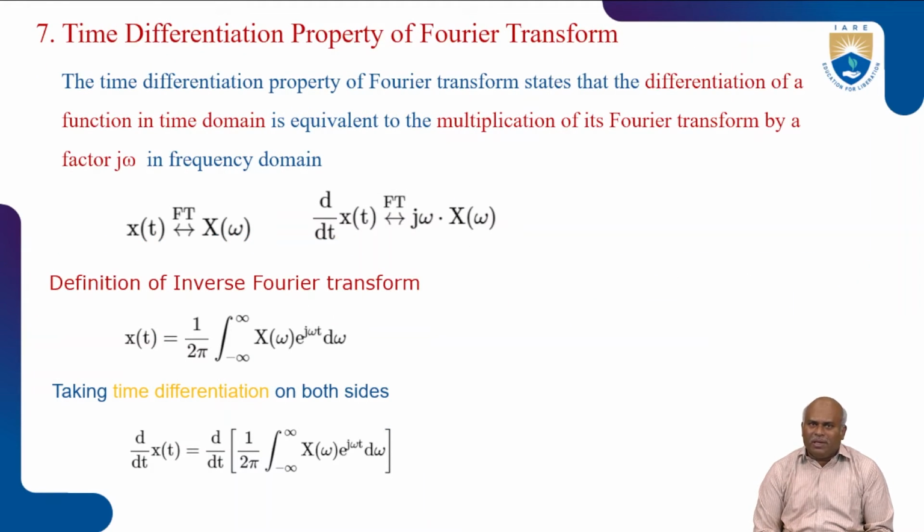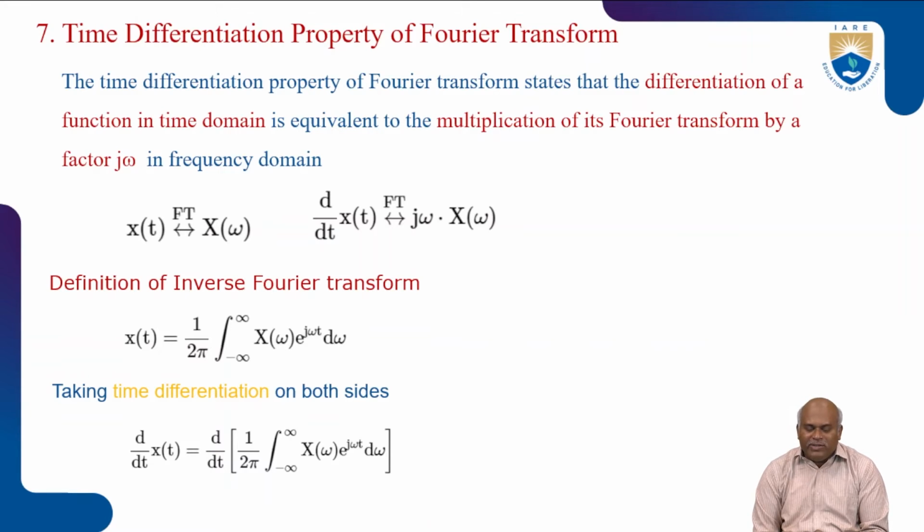The next property is the time differentiation property of Fourier transform. It states that the differentiation of a function in the time domain is equal to the multiplication of its Fourier transform by a factor of j omega in the frequency domain. That means if you differentiate the input with respect to t, the output is multiplied by the frequency factor j omega. That is called the time differentiation property of Fourier transform.